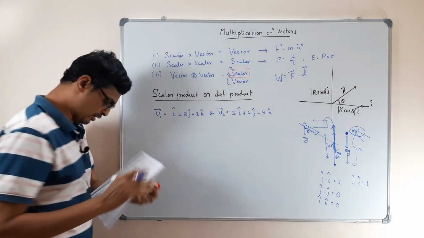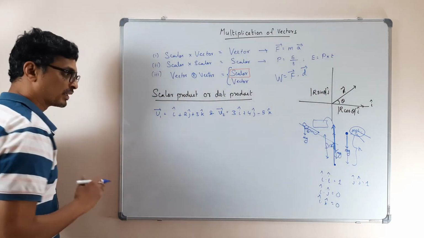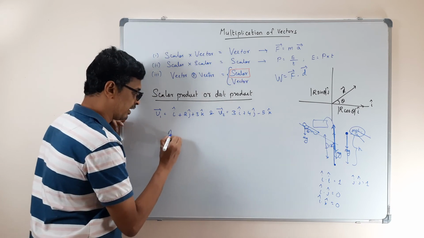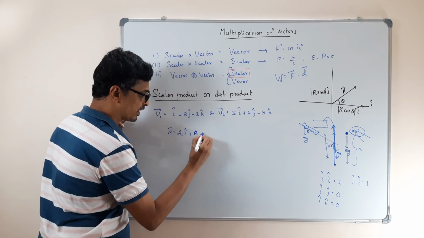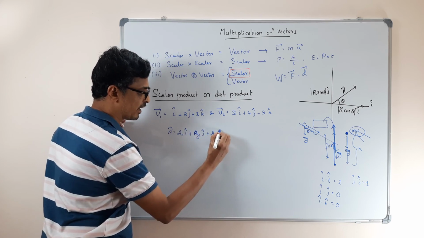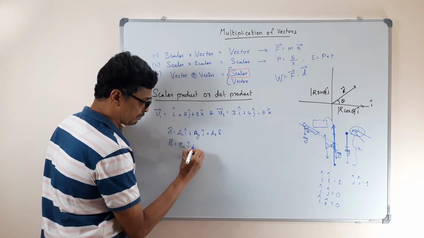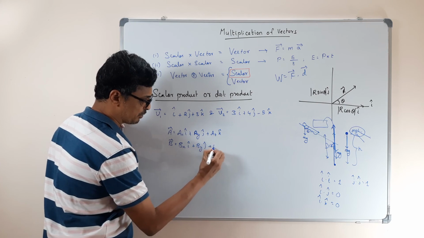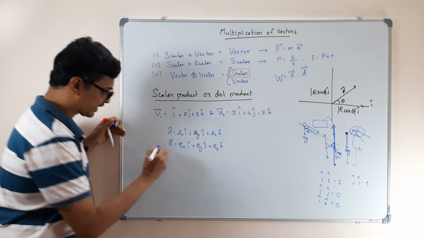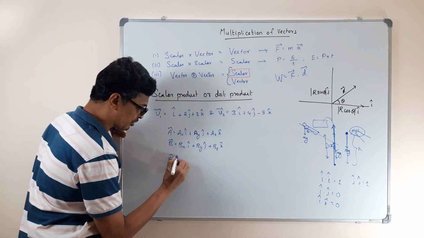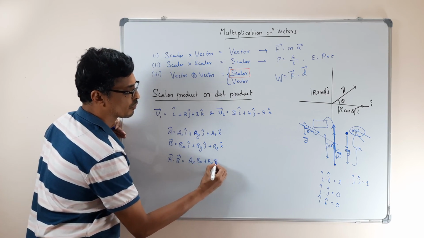Find the scalar product of these two vectors. If you want to find the scalar product of these two vectors, we just did it, right? If you had A vector equal to ax i cap plus ay j cap plus az k cap and B vector equal to bx i cap plus by j cap plus bz k cap, what is the scalar product of these two? You remember? What was that? Tell me. Ax bx plus ay by plus az bz.